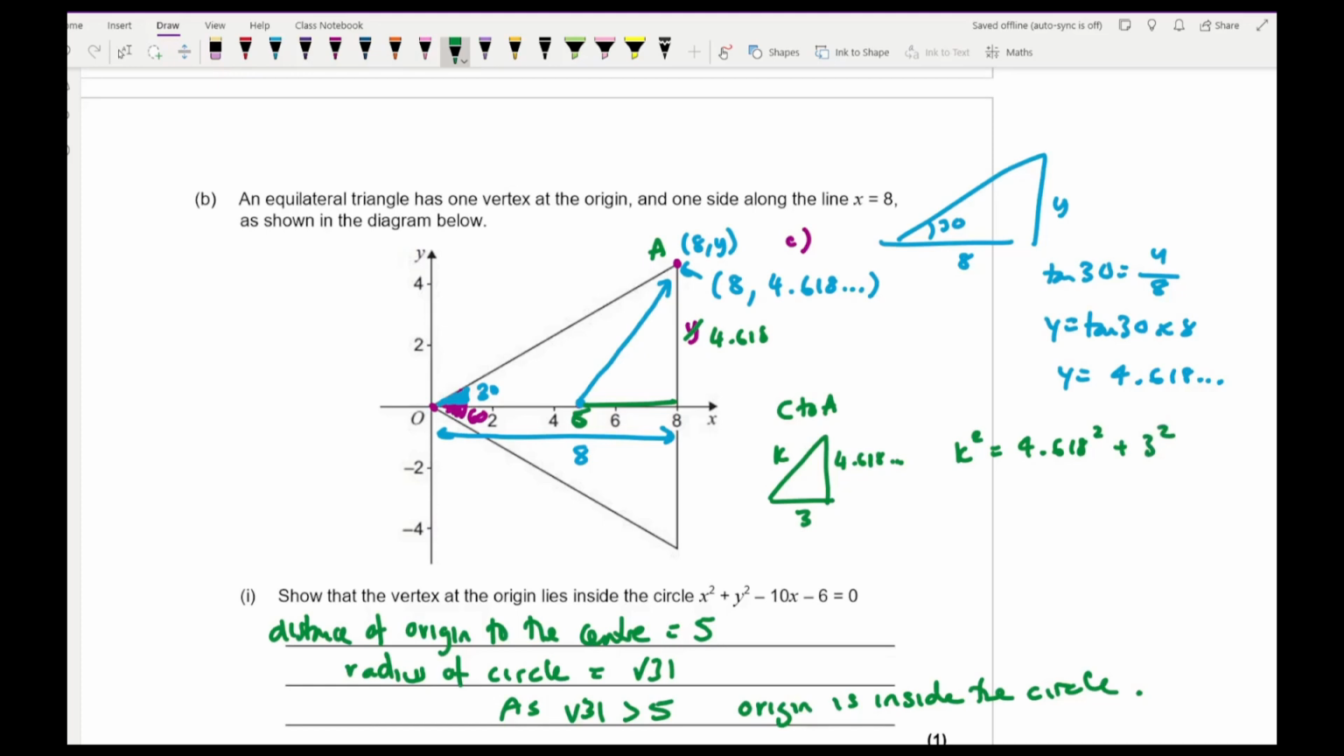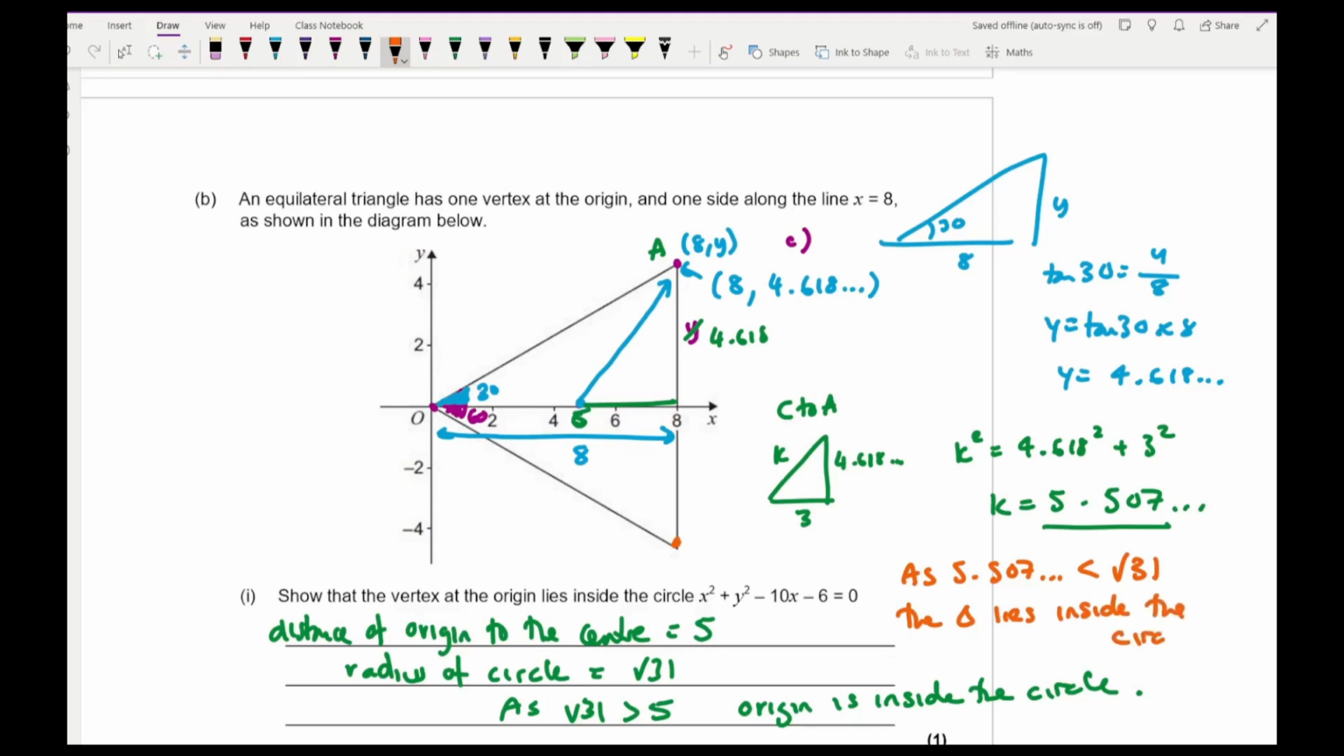So that's going to give me a K value of, and again just substituting that all in, 4.6188 squared plus 9 and then square root the answer. It gives me an answer of 5.507 and something along those lines. So then all that's left for me to do is compare this to the radius of the circle. So therefore, as 5.507 is less than root 31, we know that the triangle lies inside the circle. And there we go.